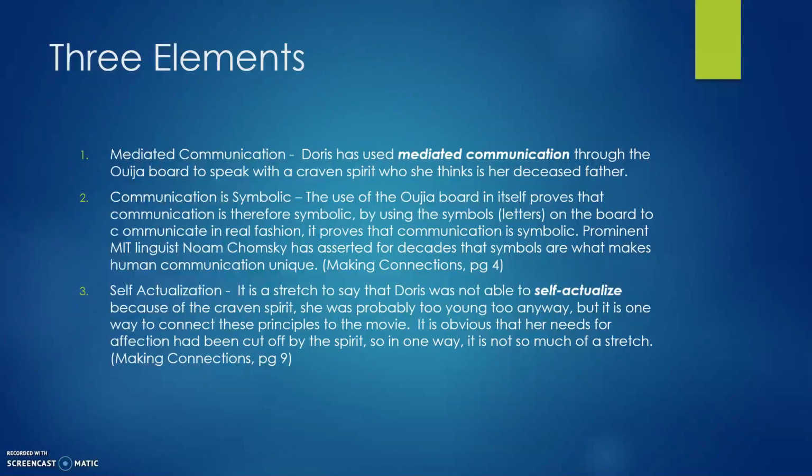And then the third one is self-actualization. It is a stretch to say that Doris was not able to self-actualize because of the craven spirit. She was probably too young to anyway, but it is one way to connect these principles to the movie. It is obvious that her needs for affection had been cut off by the spirit, so in one way it is not so much of a stretch.